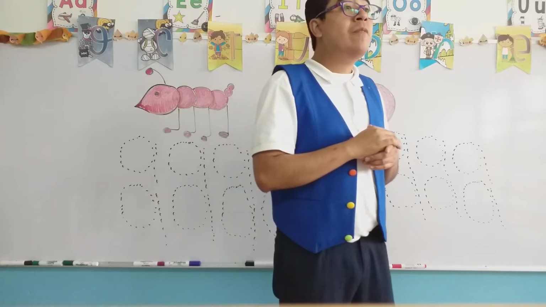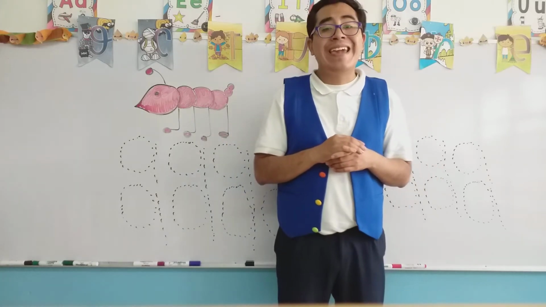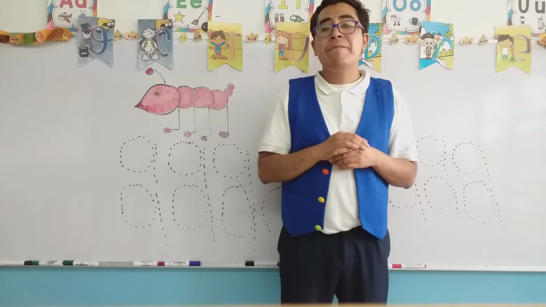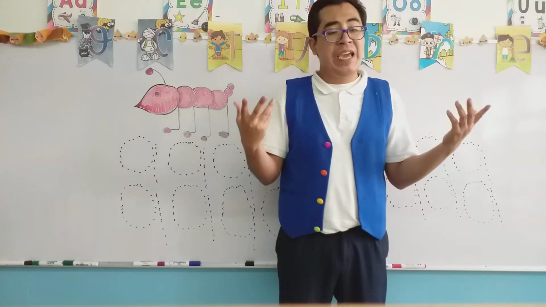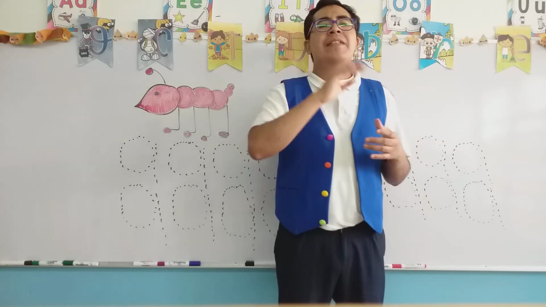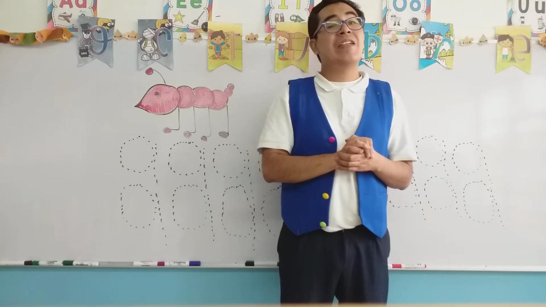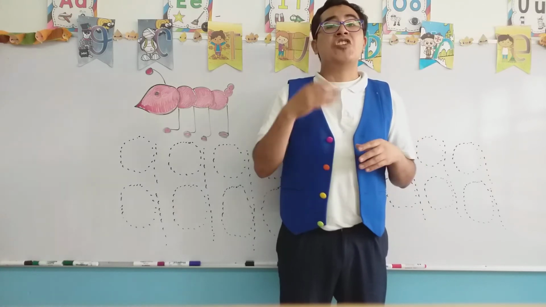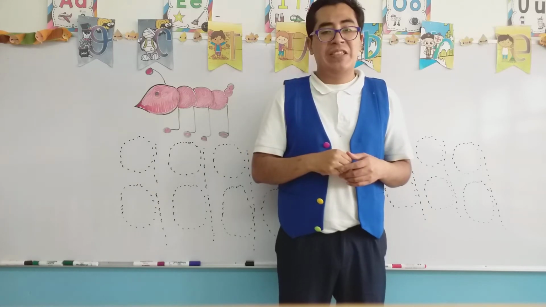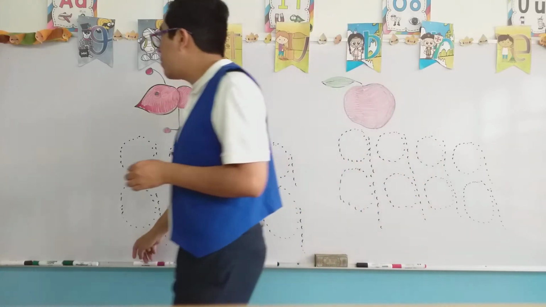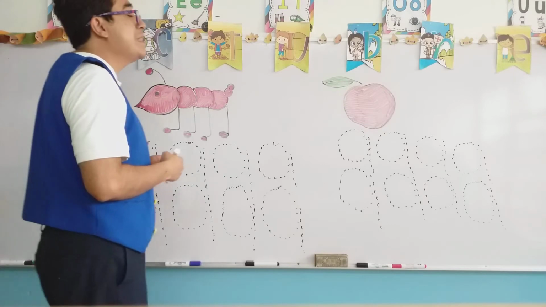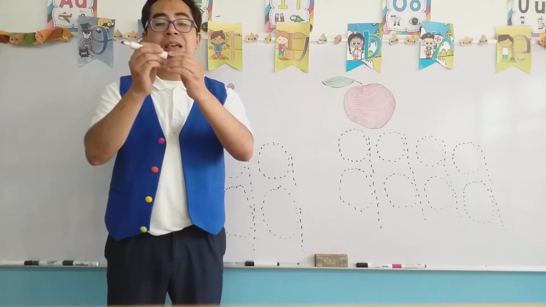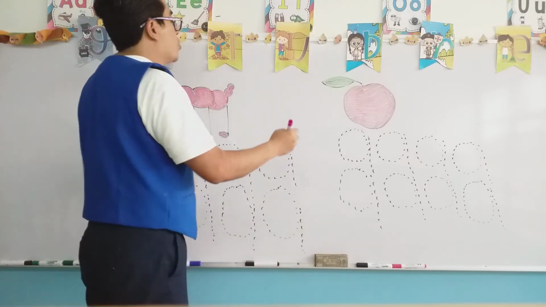Now, for small a, para small a, we have, once again, two objects. Tenemos dos objetos para letter A. But before we start with the objects, let's see the shape and form of this letter. Antes de empezar con los objetos, vamos a ver cuál es la forma de la small a, de la A minúscula.